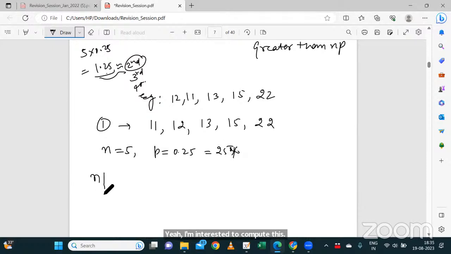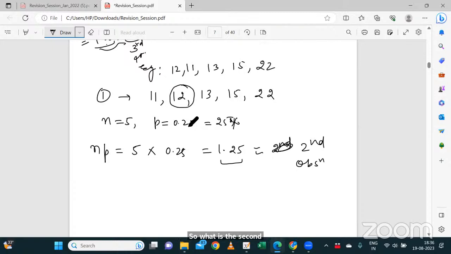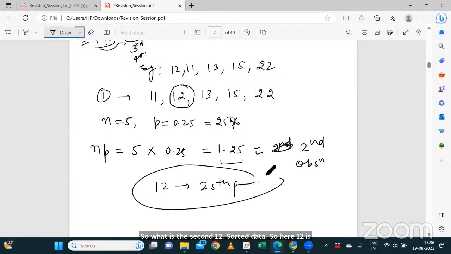So the next step is to compute the value of n into p. So what will be 5 into 0.25? It's nothing but 1.25. Yes or no? Yes, 1.25. Since it's in decimal, we have to take the next smallest integer. So what will be the next smallest integer? 2, right? So that means we have to take the second observation. So what is the second observation? It's 12 in the sorted data. So here 12 is nothing but the 25th percentile of your data. Did you get it?